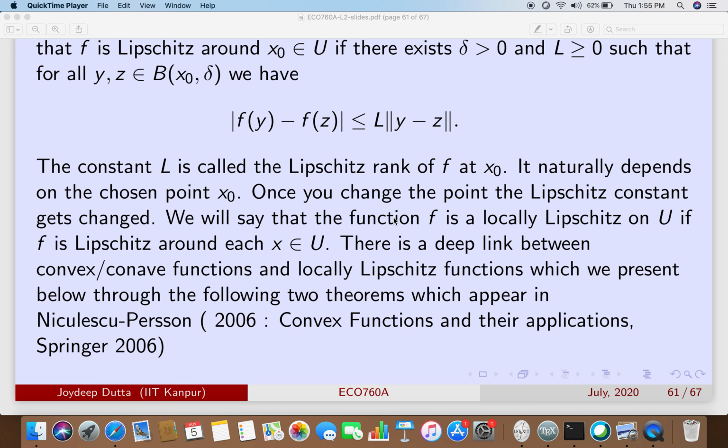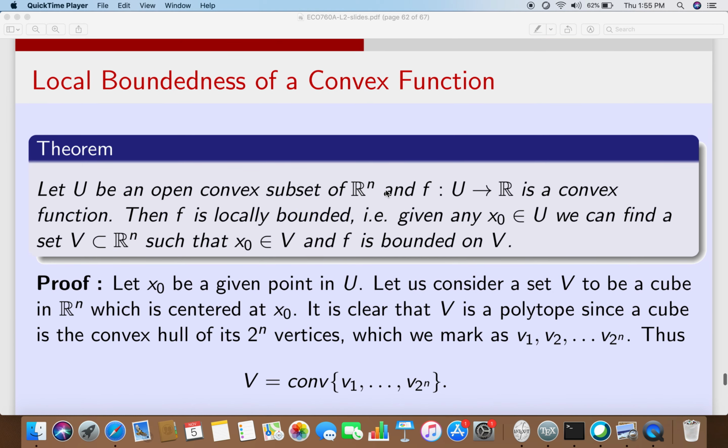What they show first is that if you define a convex function over an open convex set, so you take an open convex subset U of Rn and take f from U to R as a convex function, then f is locally bounded. That is, if you give me any x naught in U, I can find a set V subset of Rn such that x naught is within V and f is bounded on V. Bounded means the function value has an upper bound and a lower bound on V.